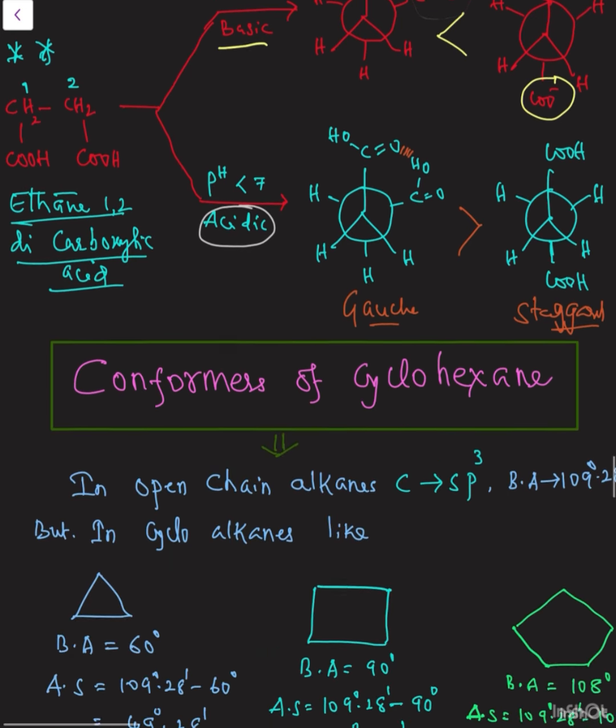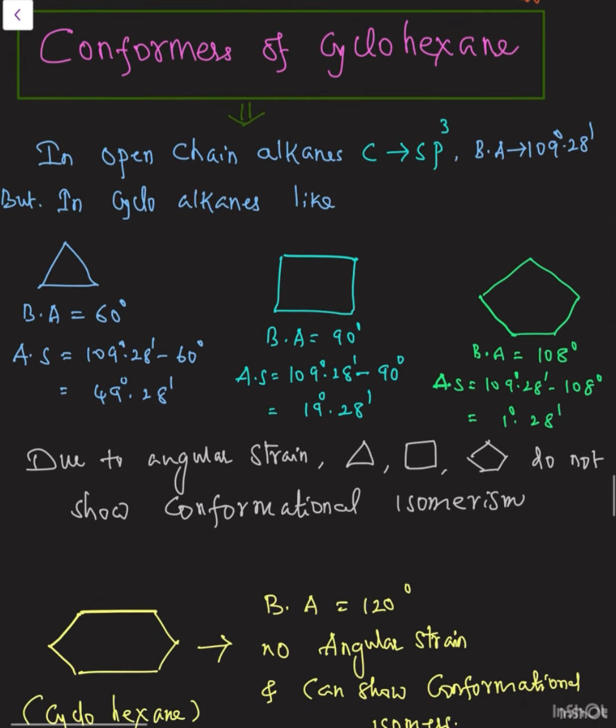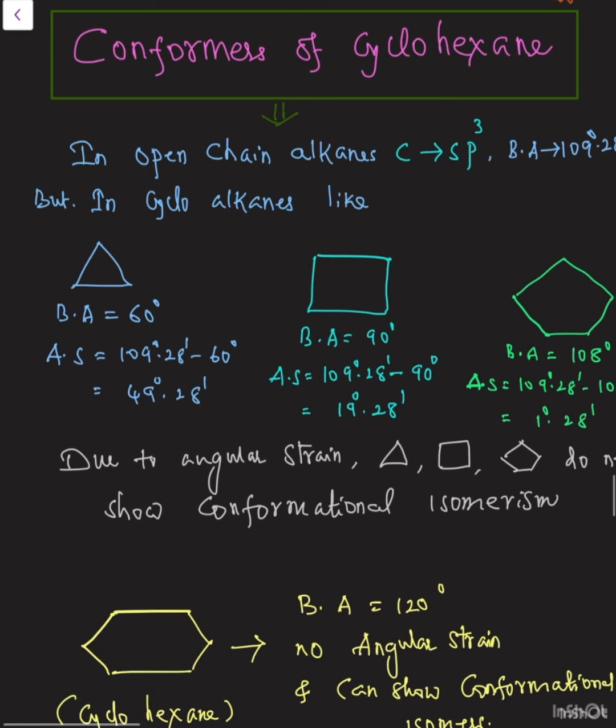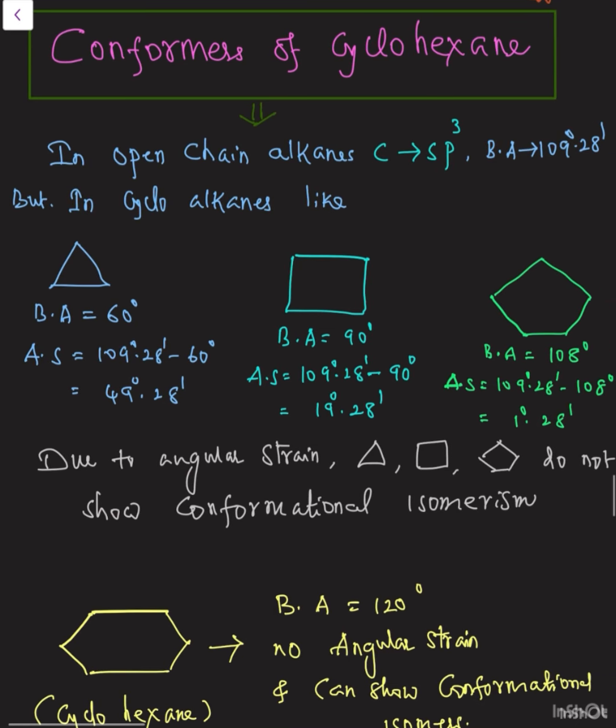Next, conformers of cyclohexane. Here cyclohexane is a cyclic form, and 6 carbons are present. In open chain alkanes, generally carbon shows sp3 hybridization. When hybridization is sp3, the bond angle is 109 degrees 28 minutes. There is no distortion in the bond angles. When hybridization is sp3 in the alkanes we are taking, that's why there is no distortion.